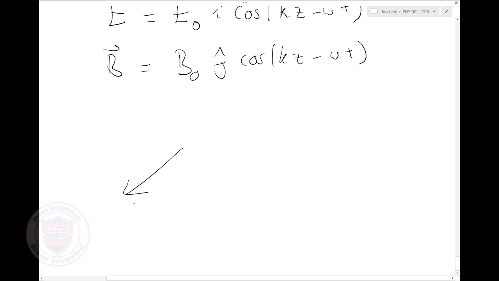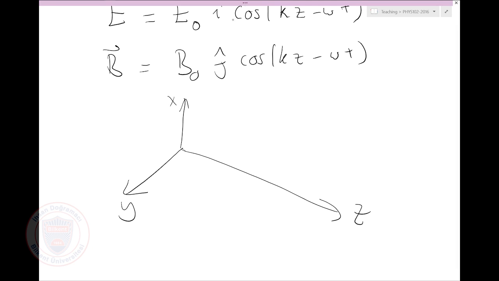So, here is what I will do. Let me try to plot these things. So this is my y-axis, this is my x-axis, and this is my z-axis. Keep in mind that everything is constant on planes perpendicular to z. Now, which way is the electric field? Electric field is in the x direction.